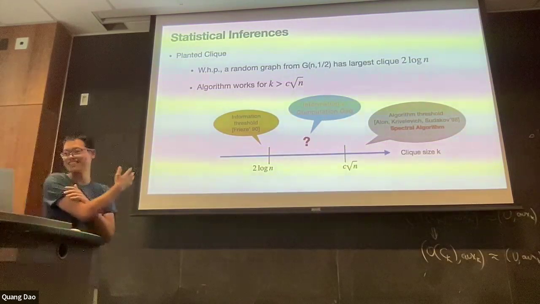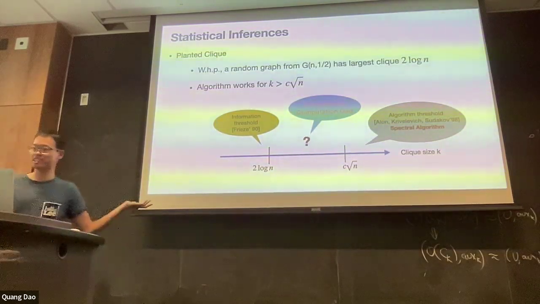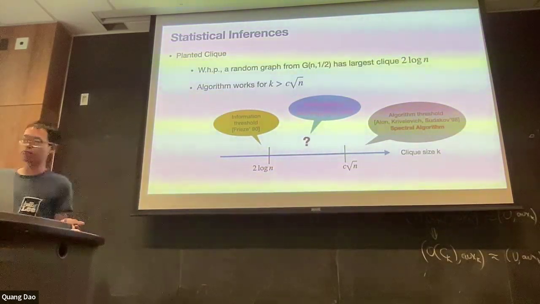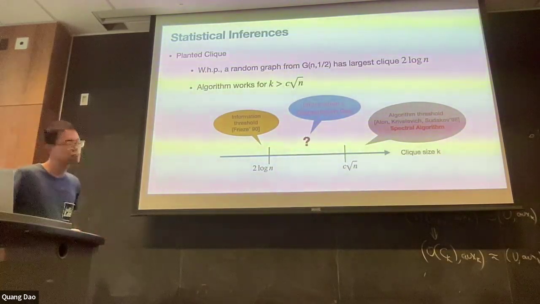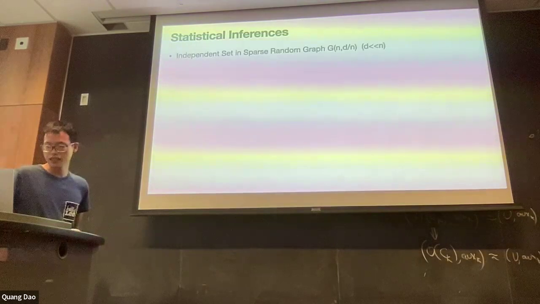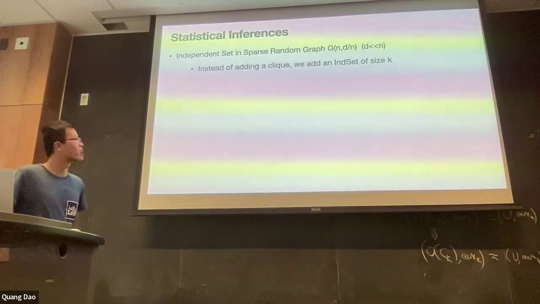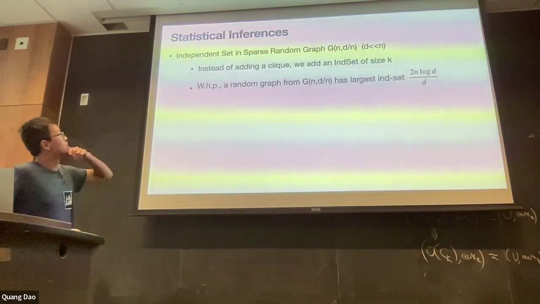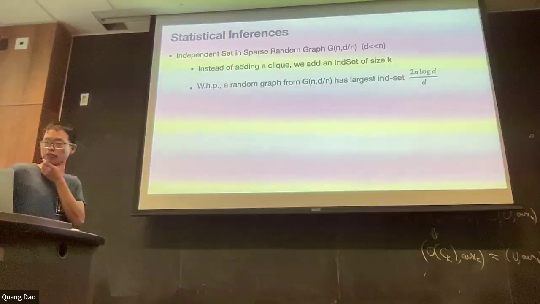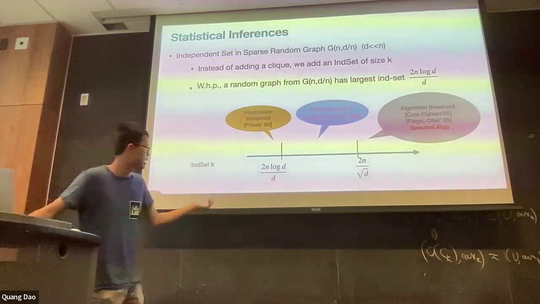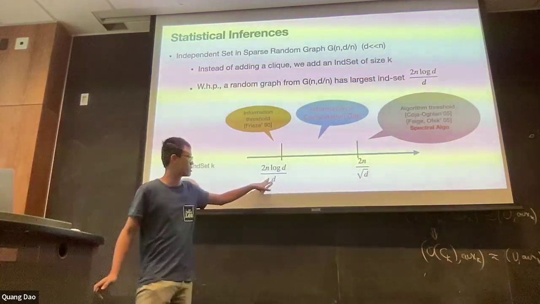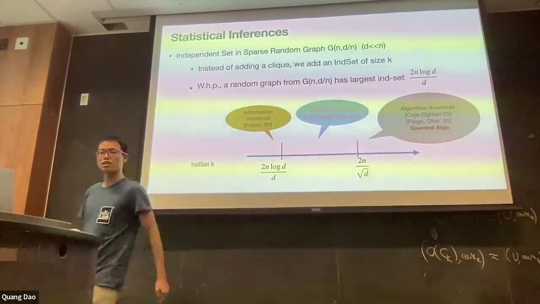And here's what I mean by the average case setting. That is an average case problem. We are not assuming the input to be worst case. And of course, planted clique is not the only question. You can also ask this for independent set in sparse graphs. And there is also an analogous gap phenomenon of 2n log d over d versus n over root d.